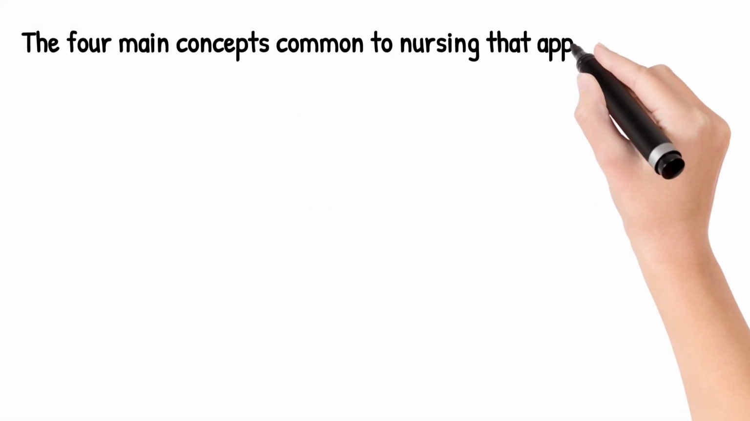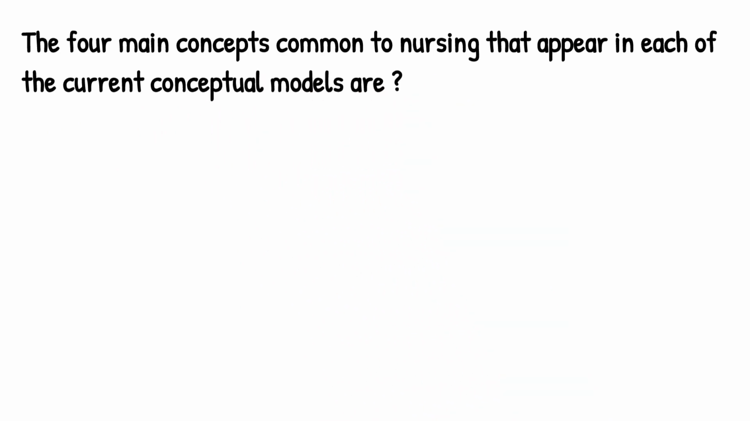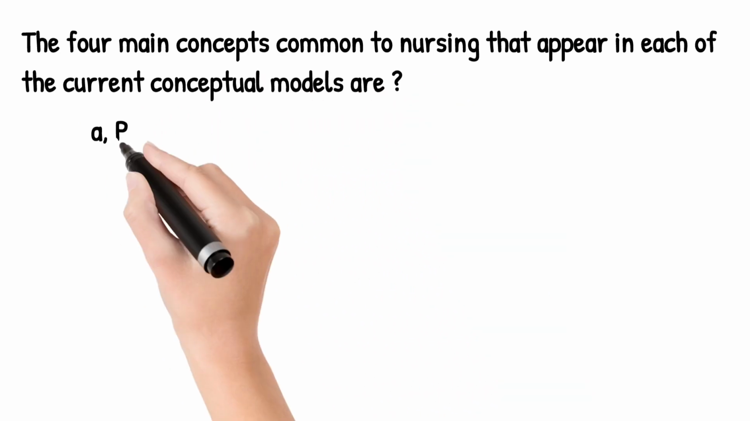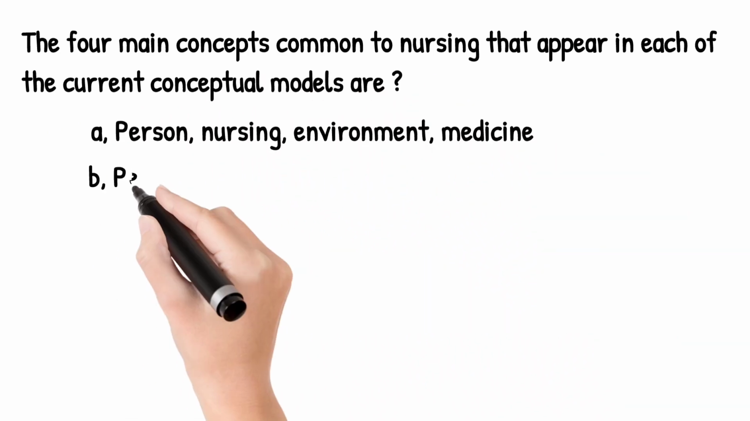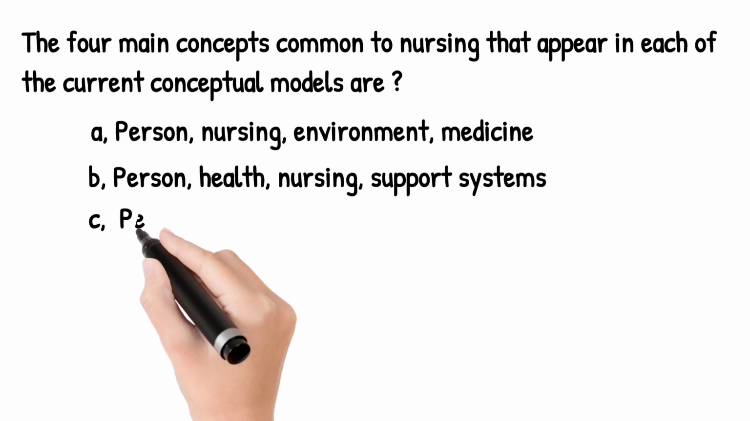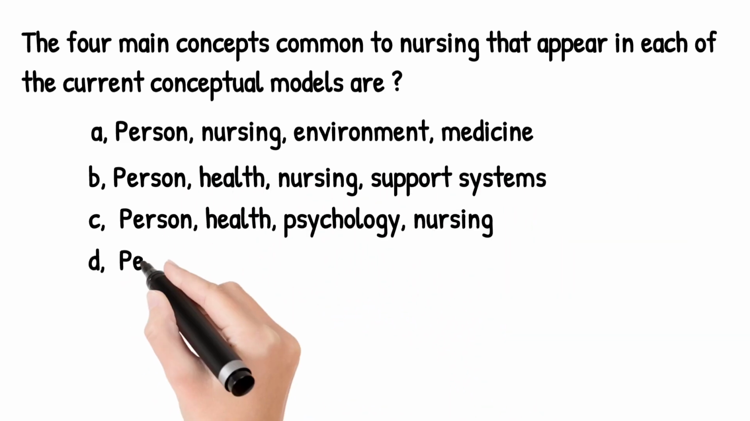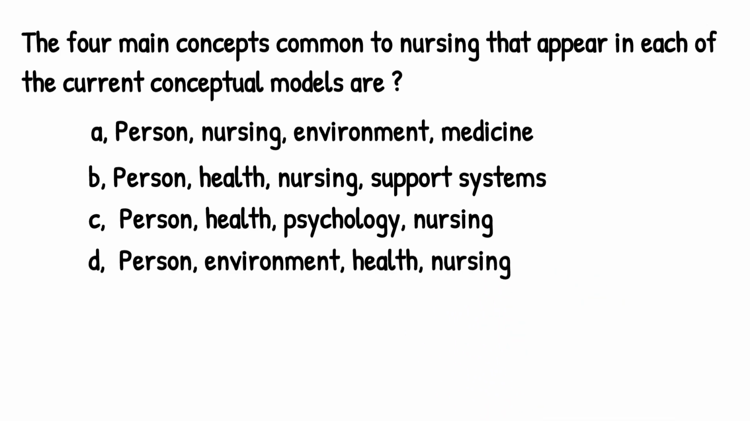The four main concepts common to nursing that appear in each of the current conceptual models are: Option A. Person, nursing, environment, medicine. Option B. Person, health, nursing, support systems. Option C. Person, health, psychology, nursing. Option D. Person, environment, health, nursing.